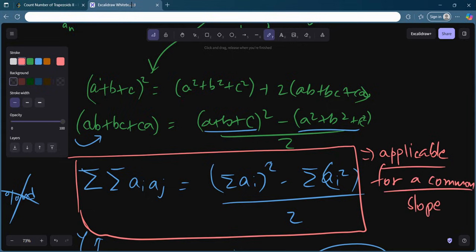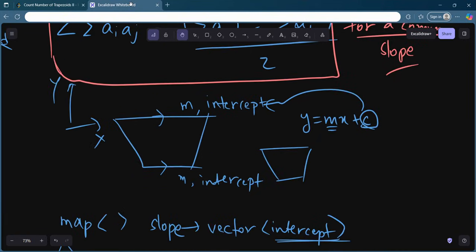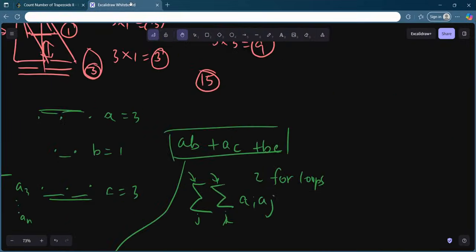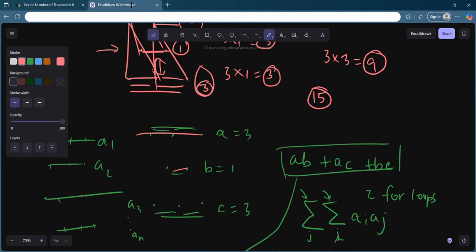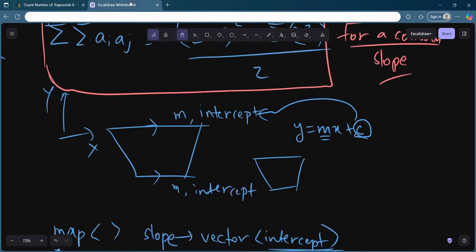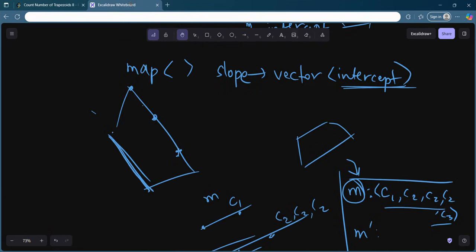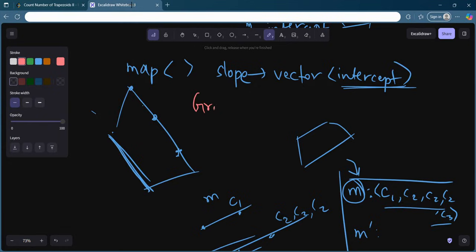So there comes the idea that if this is applicable for a common slope, what do I mean by common slope? See, this has all 3 lines which are parallel to each other, so they have a common slope. So why not group by slopes? That is the intuition. This map simply tells you to group by slopes. I hope this is very clear to you. At first glance, by looking at it, you might think that you are done with the problem, but are you exactly done?